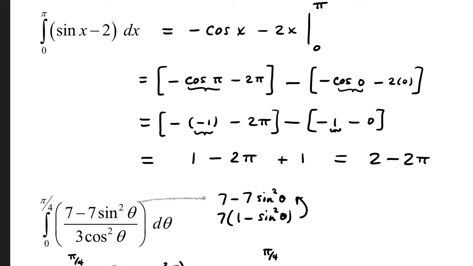That's the exact area. If you put that in the calculator and round it to a few decimal places, then that's the approximate area between the function and the x-axis between these two values, 0 and pi.